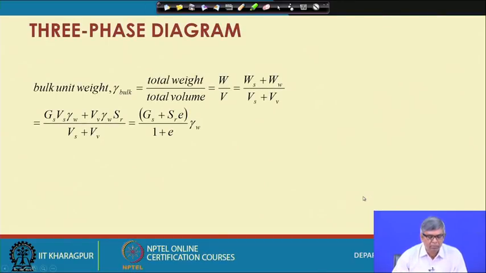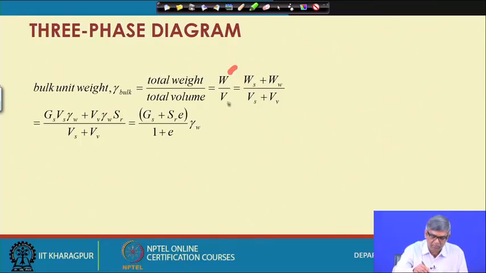Now, bulk unit weight, as I have mentioned before, is total weight divided by total volume. But we have now learned a few terms, that is e, then n, then Sr. So, we will try to express the soil bulk unit weight in terms of those, and the first attempt is here.